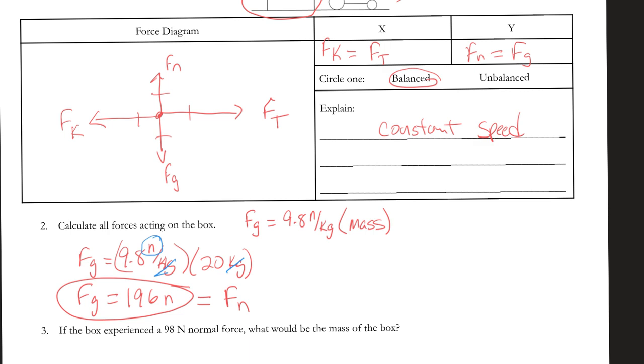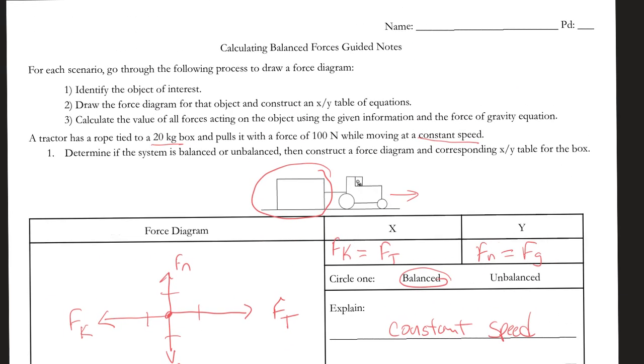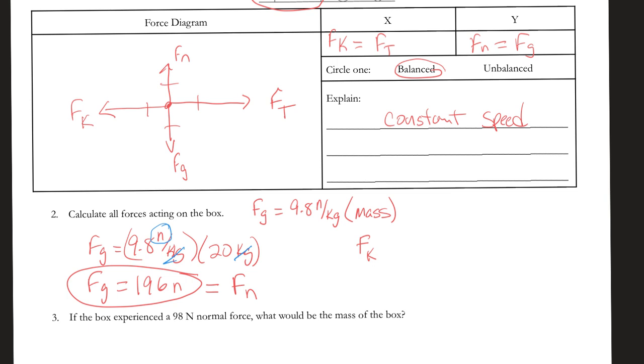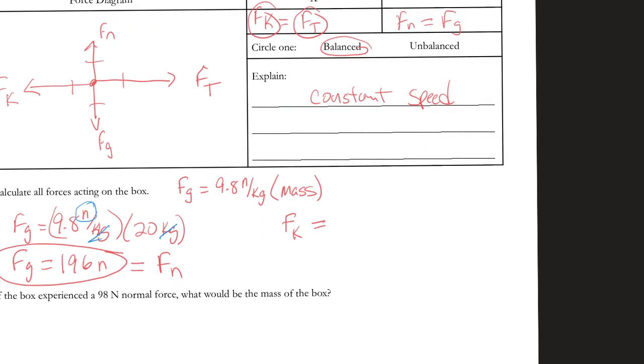Let's go ahead and look at our other force pair, and that's going to be the force of friction and the force of tension. So I'm going to go up here to my question, and it tells me it pulls with a force of 100 newtons. Well, that tractor is pulling on the rope, so our force of tension is equal to our force of friction. So force of friction is going to be 100 newtons, which is the same as our force of tension.